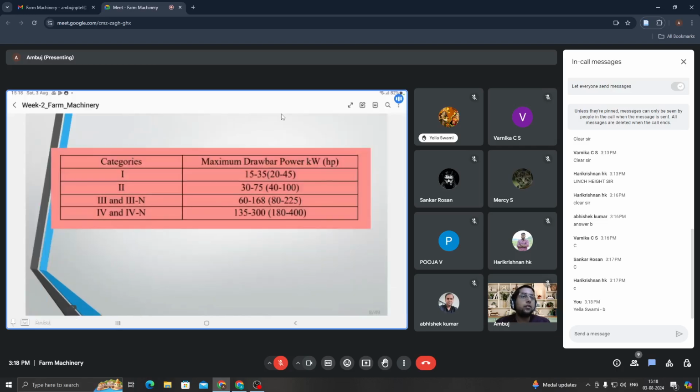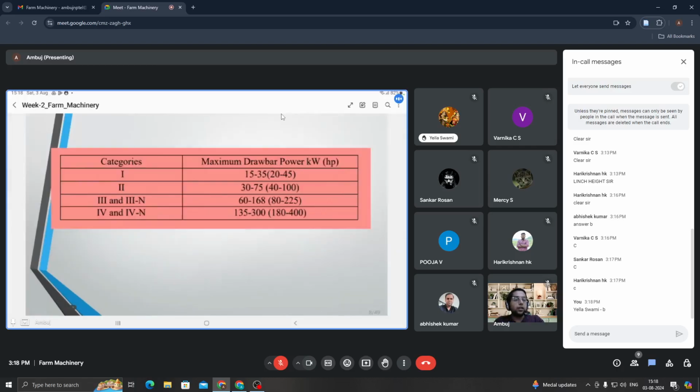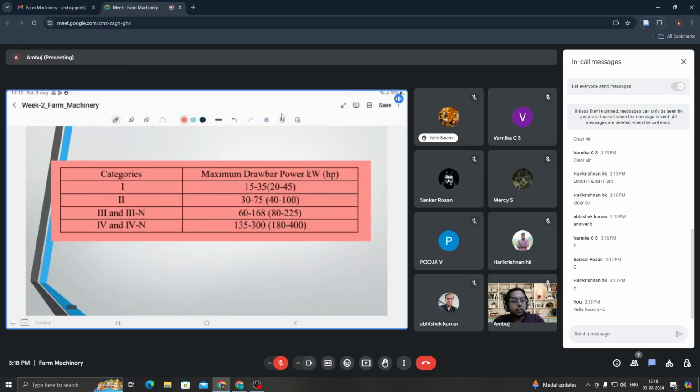This table corresponds to the ASAE standards regarding the drawbar power and the categories in which they fall. So maximum drawbar power, just a second. It would not be HP here. Some mistake is there. It would be in kilowatt. I'll just erase it for you guys. Maximum drawbar power in kilowatt.